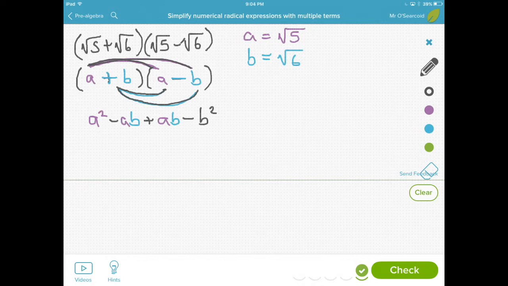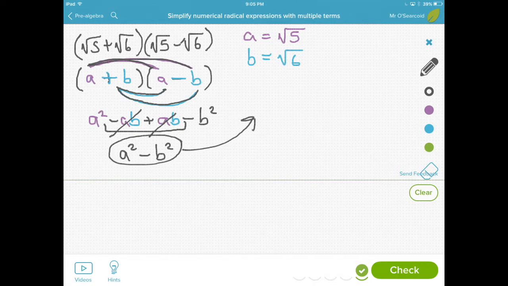Right, now, those of you who are really observant will take a look at this middle part and notice, oh, negative ab plus ab, don't they cancel out? Well, yes, of course they do. All right, so you're left here with a squared minus b squared. Right, so let's put this part here back into what we'd actually assigned them to be.